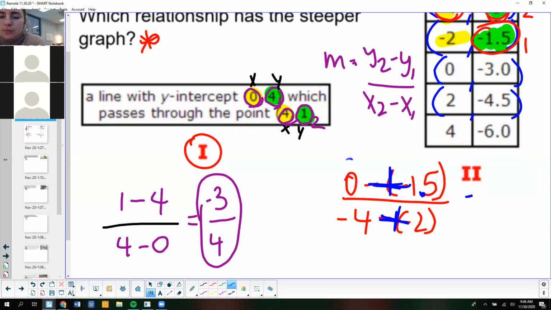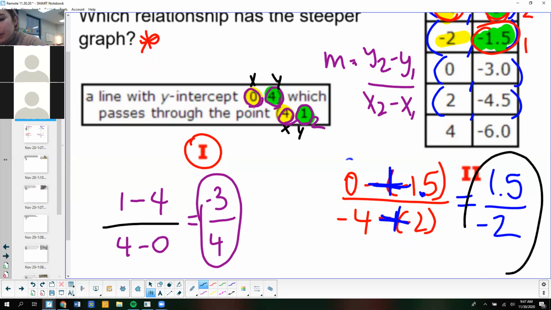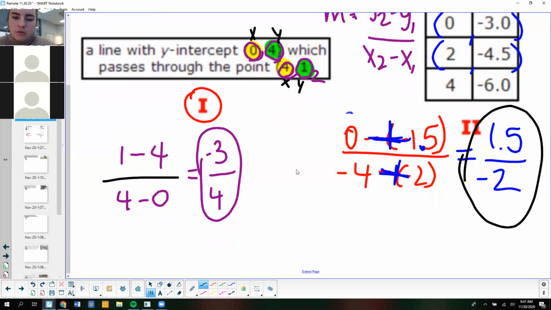So when we simplify this, it looks weird because we've got a decimal, but really we've just got 1.5 over negative 4 plus 2, which gives us negative 2. And I know typically we don't like decimals in our fractions, but this is still representing our rise over our run.